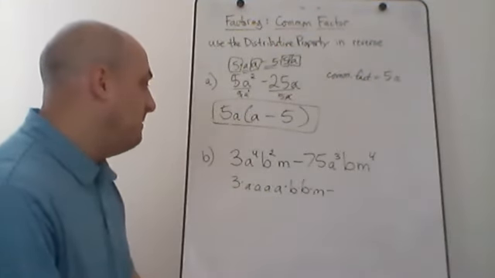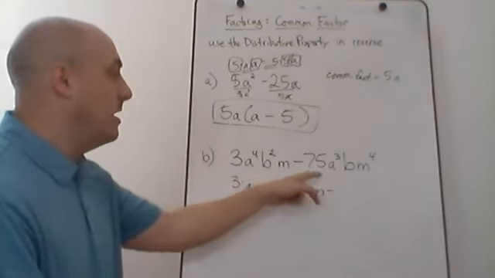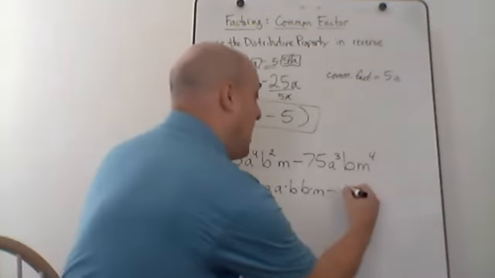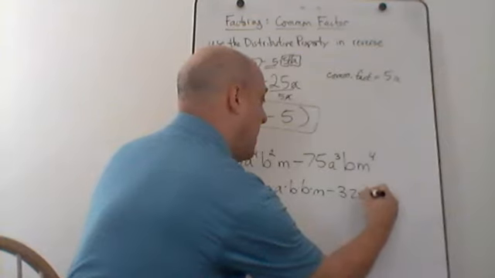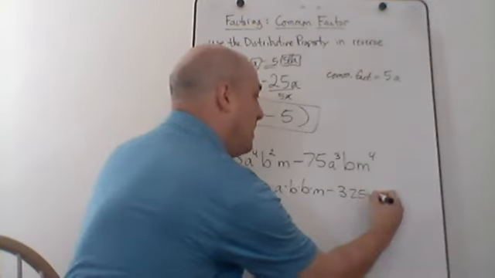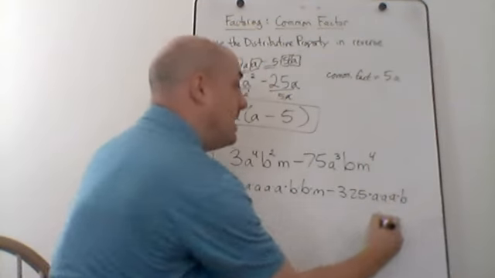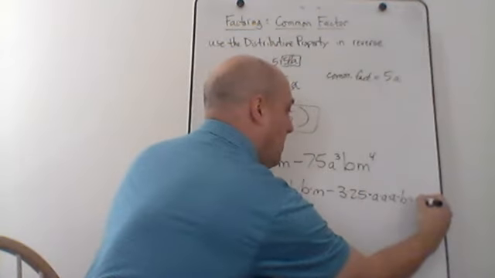The 75, well, I have a 3 here, so can I write 75 as a 3 times something else? I can. 75 is 3 times 25. So it's 3 times 25 times a to the third power. So that's 3 a's times a b, and then times m to the fourth power.